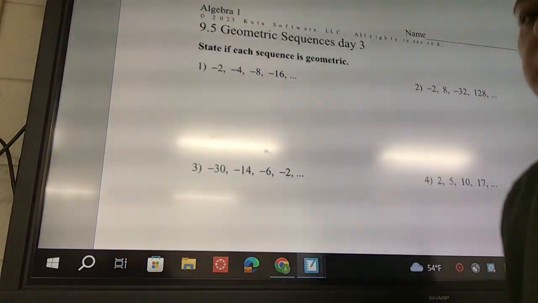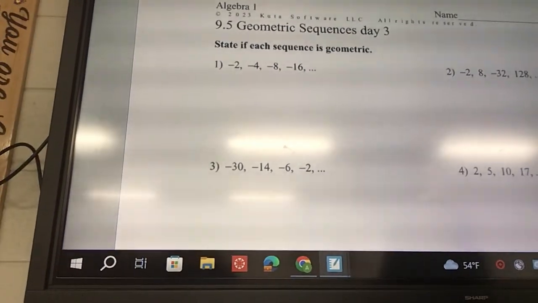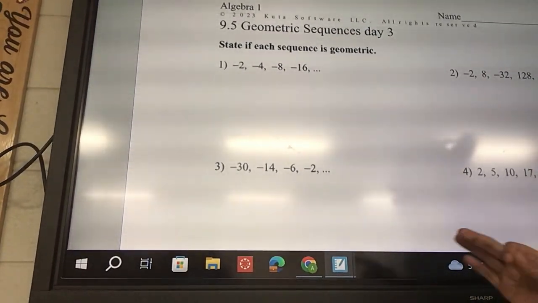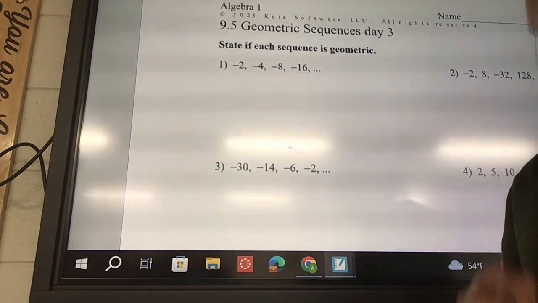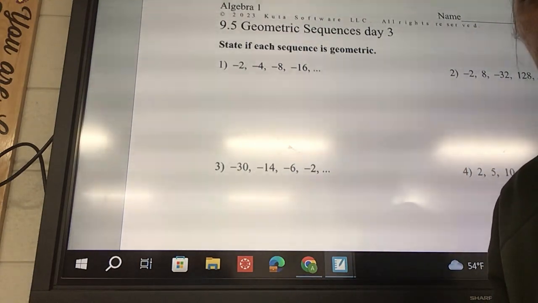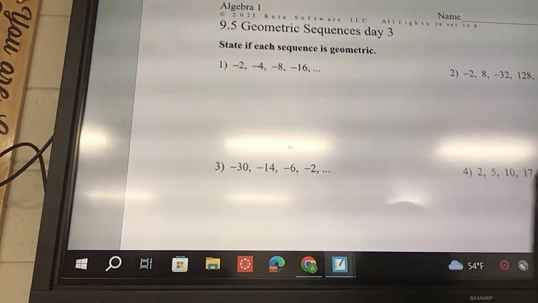Hey peeps, today you should have geometric sequence day 3 on your desk. If you have not already, please pause the video. You will absolutely need a calculator. The one on your phone will not work, okay? So make sure that you're not using the one on your phone. It will not work, okay?